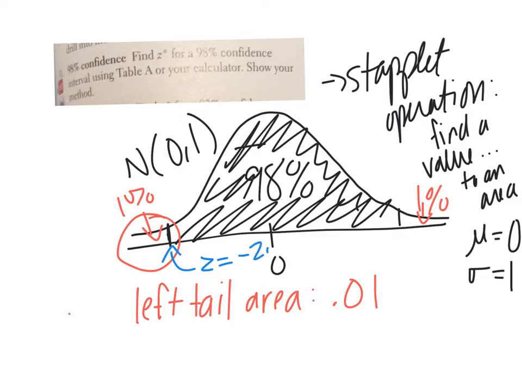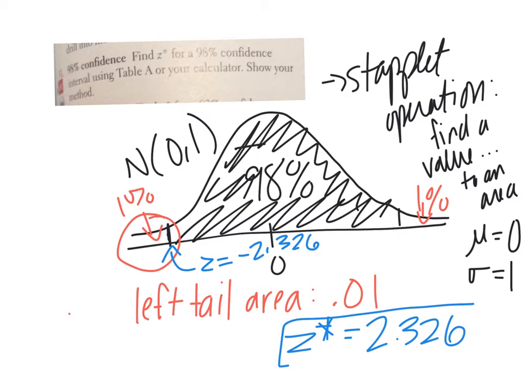negative 2.326. But of course, with a z score, with a critical value, with z star, we're going to just write the positive version of that down. If you looked that up in table A, the closest thing you could get to an area of 0.01 would be an area of 0.0099, and that's a z score of 2.33. So it's still really, really close.